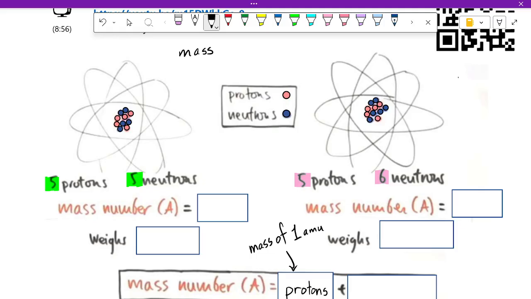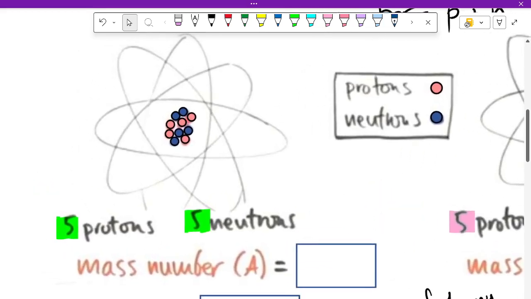And the neutrons are the other ones that have mass. What is the mass of a neutron? Also 1 AMU. Okay, so the mass number is the protons plus the neutrons. So, what is our mass number for the atom on the left?